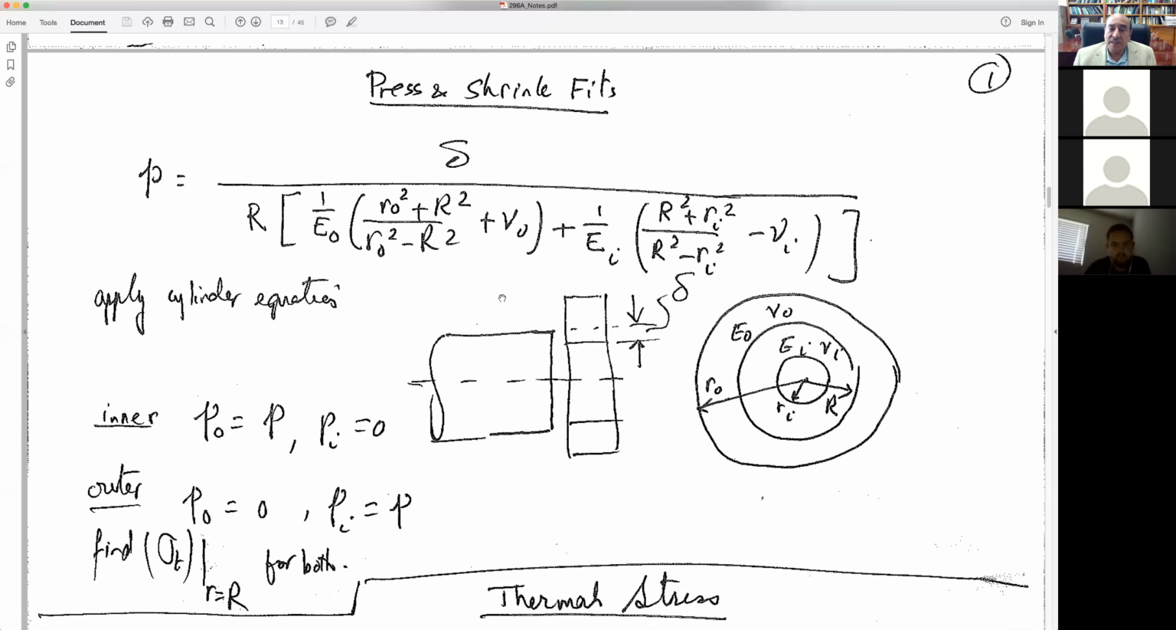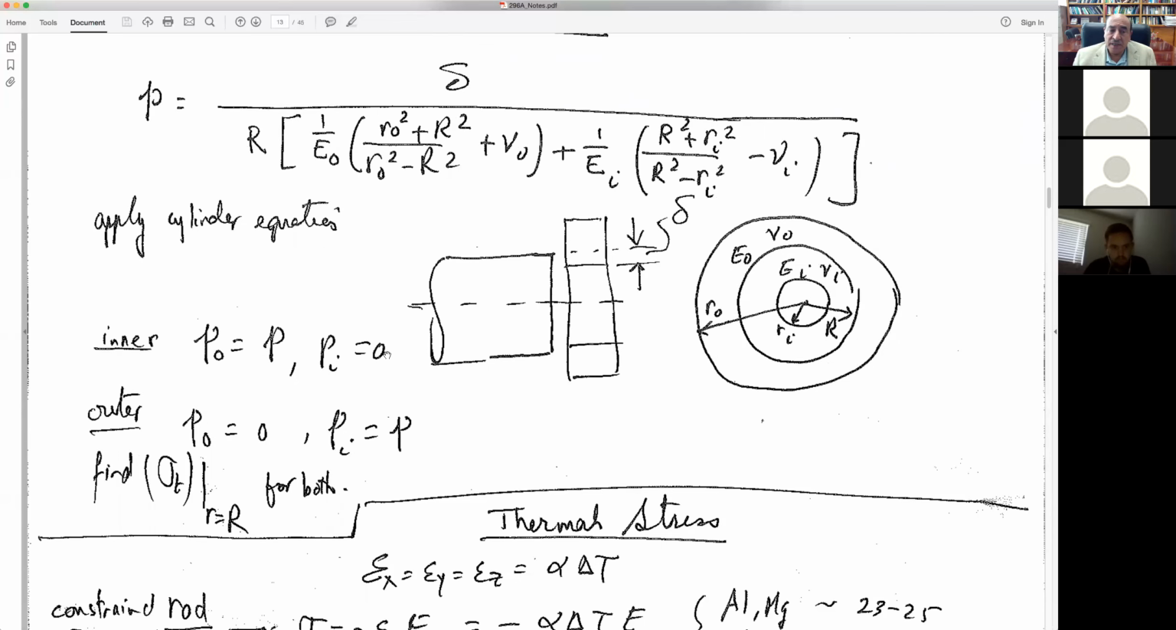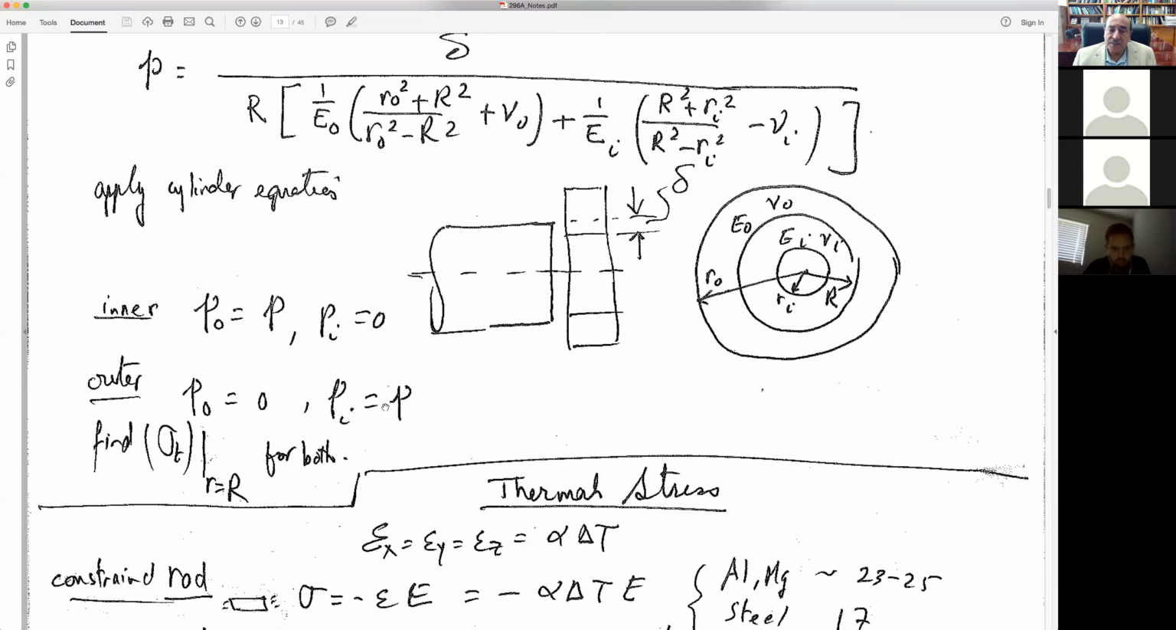But once you have the pressure, you forget about the press and shrink fit, and you deal with pressure vessels all over again. You have two pressure vessels: the inner one has an external pressure P and internal pressure 0, and the outer one has an outer pressure 0 and internal pressure P. Then we have formulas that we used to determine the tangential stress and the radial stress in this whole system, and then we can apply failure criteria again to decide if the interference is way too much or too little. That's the design question: is it too much, too little? Do you have enough pressure? Do you reach yield when you force fit?